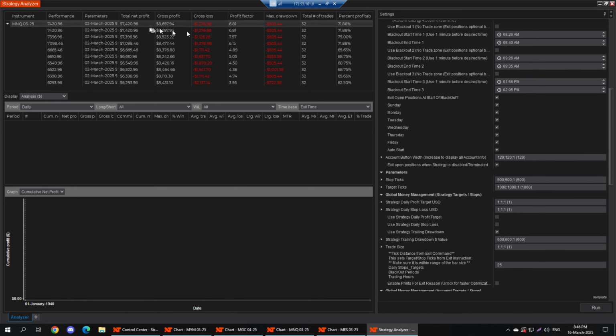Okay, now this one is showing 7,400 with a 505 drawdown. So obviously much, much higher results. The drawdown is still showing pretty decent. Okay, so that's pretty impressive.